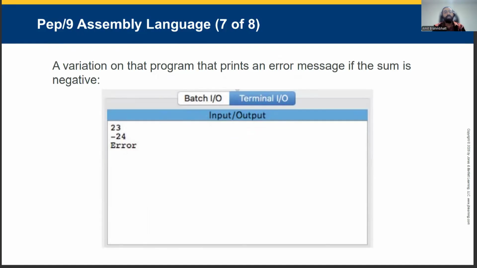Here you see a variation of the previous program, but with added logic to detect whether the computed sum is negative. If the sum is less than 0, the program prints an error message instead of a numeric result. This demonstrates how branching, comparison, and output work together to implement conditional logic. The program shows how assembly mimics high-level constructs like if-else, but requires more manual control.